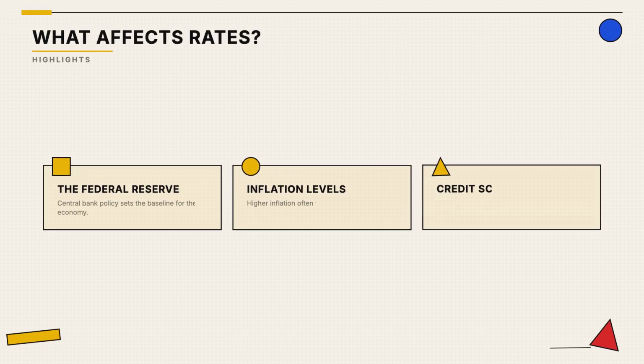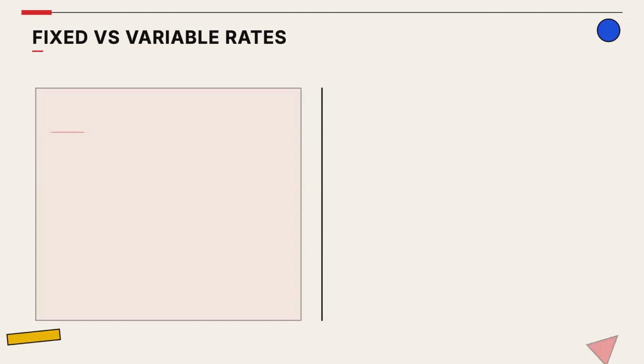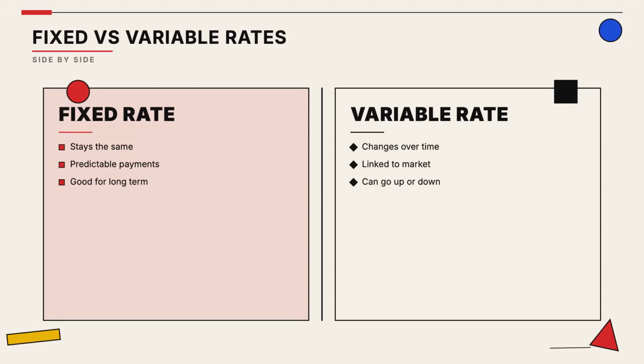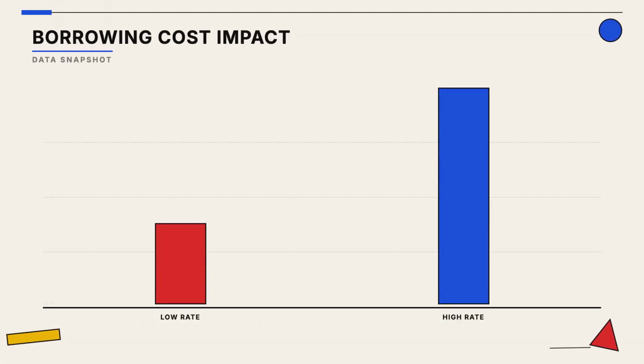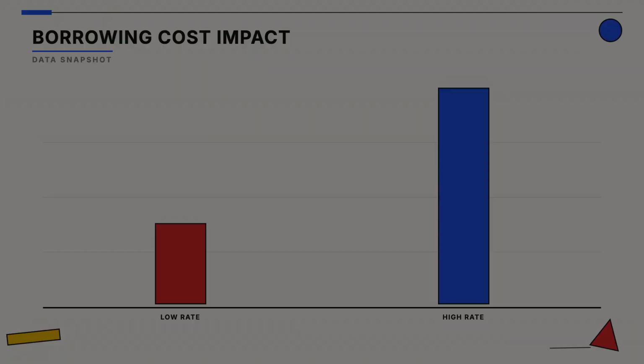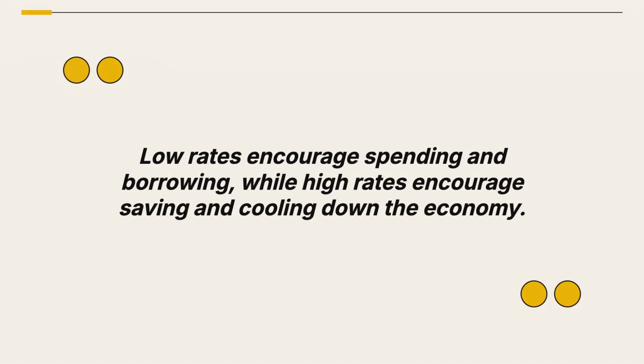Several factors influence these rates, from national economic policy set by the Federal Reserve to your own personal borrowing history. You will often choose between fixed rates, which stay constant, or variable rates, which fluctuate based on market conditions. Even small changes in interest rates can significantly impact the total cost of a loan over many years. This is the primary tool used to keep the economy moving at a healthy, sustainable pace.